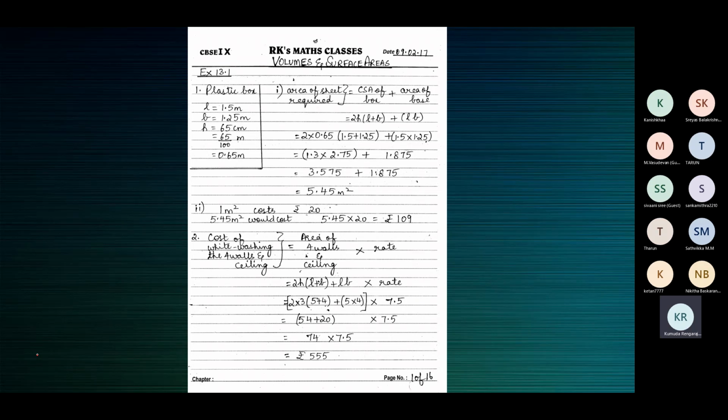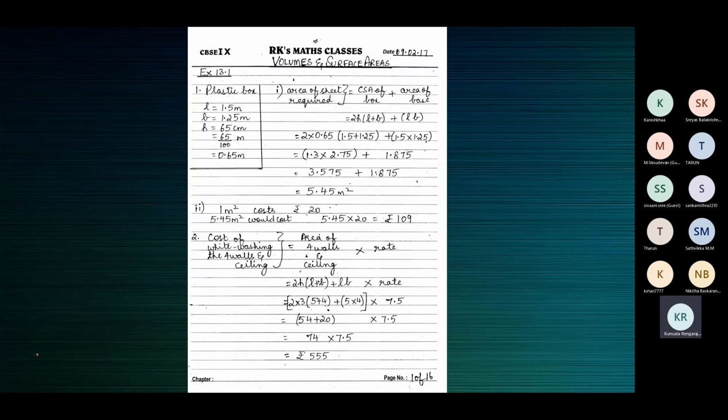It's mentioned there. Find the cost of whitewashing the walls of the room. So 4 walls of the room and the ceiling. If it is only 4 walls, find the area of only 4 walls. 4 walls and ceiling, so we'll find the area of the 4 walls and the ceiling at the rate of rupees 7.5 per meter square.